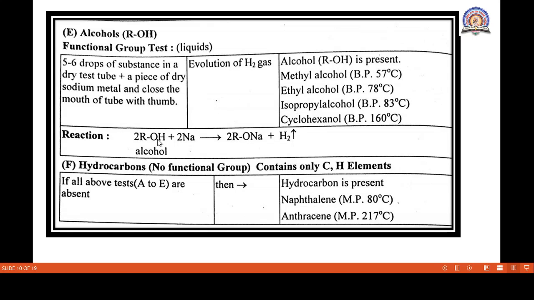Okay, so the reaction happens. In the alcohol, Na gets attached here and H2 gas is given out. So this reaction happens.